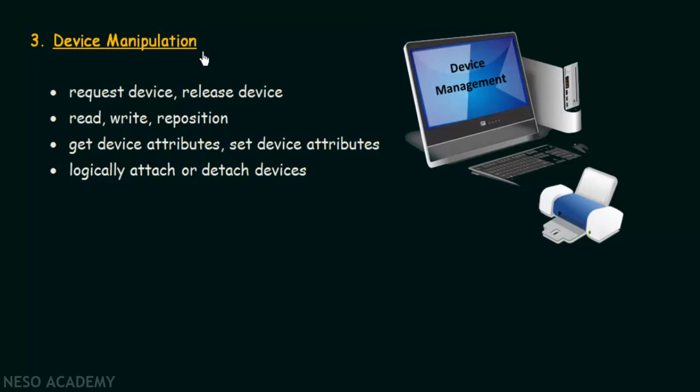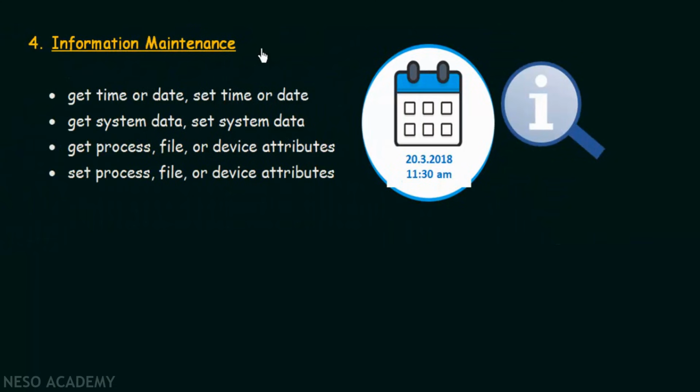Alright, now let's go to the fourth one. The fourth one is information maintenance. By information maintenance, what we mean is that all the information that we have about our system must be maintained and must be updated, for example, the date and the time. The system calls used for maintaining the information of your system fall under this category of information maintenance system calls. Here we have examples like get time or date and set time or date.